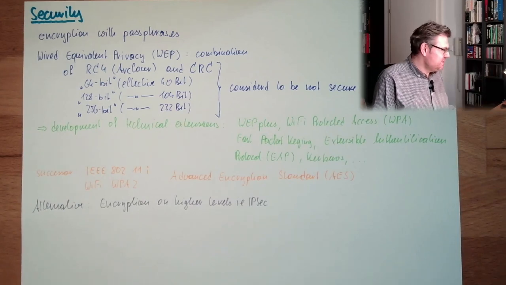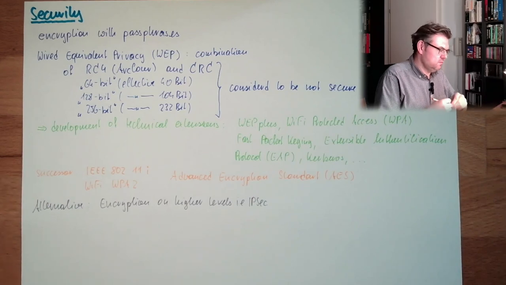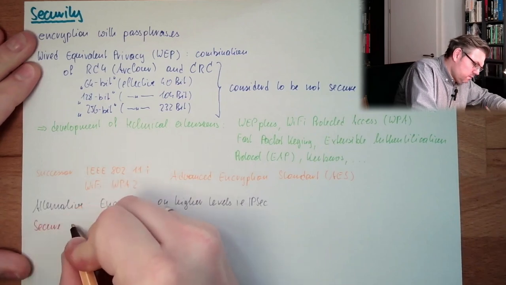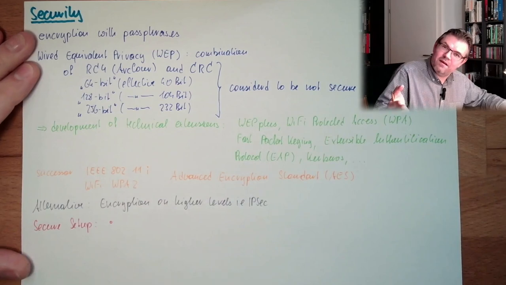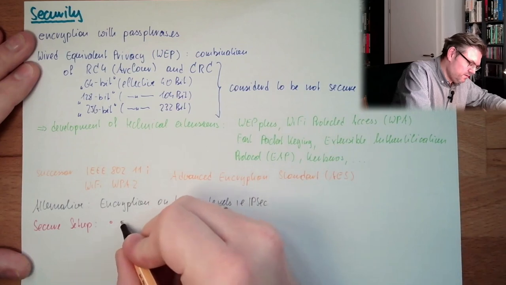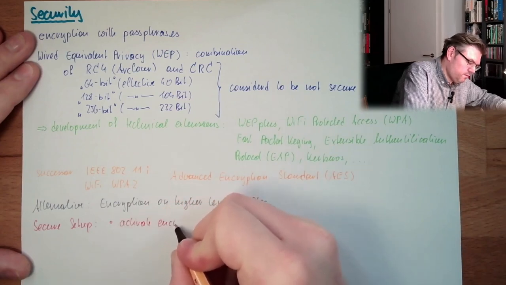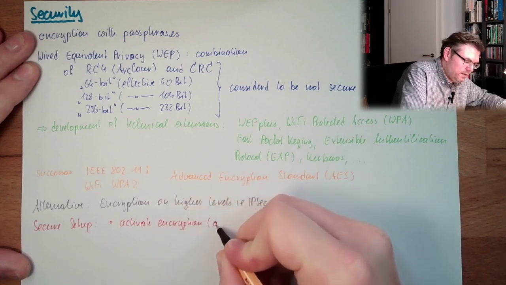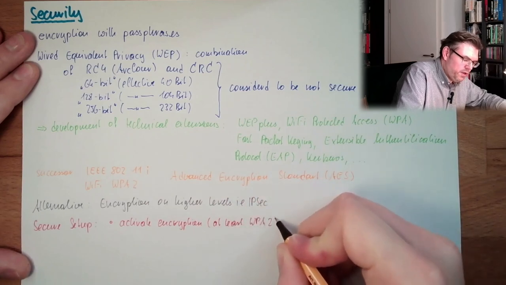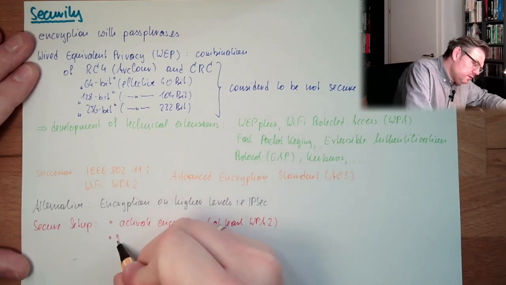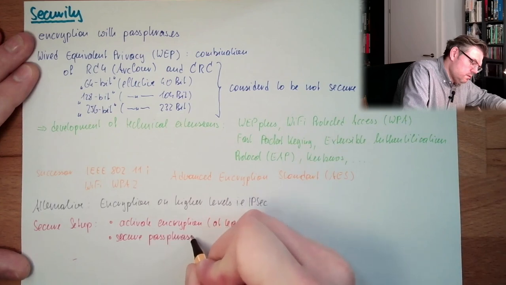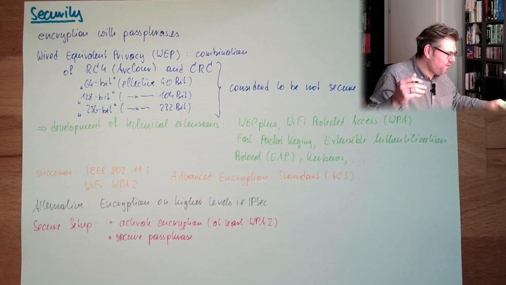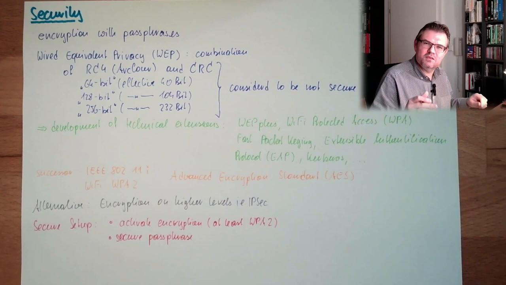So what needs to be done to be secure? Secure setup. Activate encryption. Okay, this is there. Even if you're using IPsec or whatever, activate encryption. At least WPA2. Okay. Use a secure password. Nothing out of a textbook. You know, there are brute force attacks where they simply try and so on. Reasonable length combination. You know those rules.